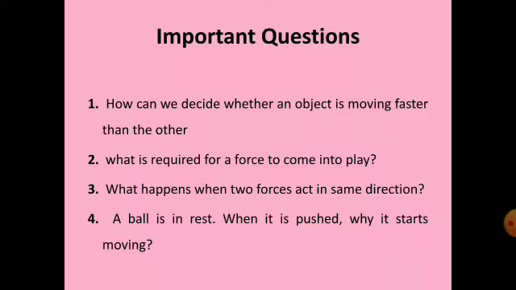Next question, or the third question, is what happens when two forces act in the same direction? If two forces act on a body in the same direction, the magnitude of the net force acting on the body is the sum of the magnitudes of those two forces. In case the lines of action of these two forces are not the same, then it is possible that in some cases there may be a torque generated, the magnitude and direction of which would depend on the distance of these two forces from the axis of rotation. Hence, net force is the addition of both of the forces.